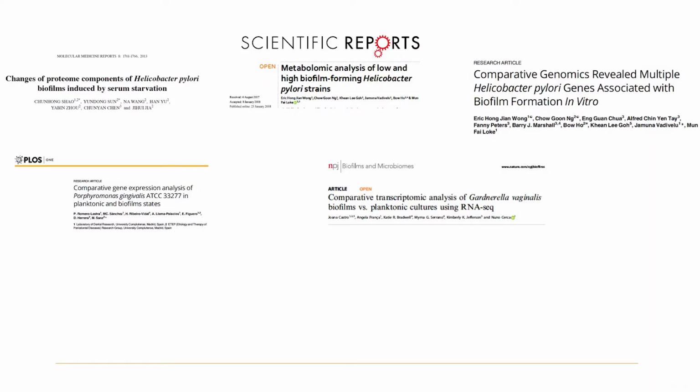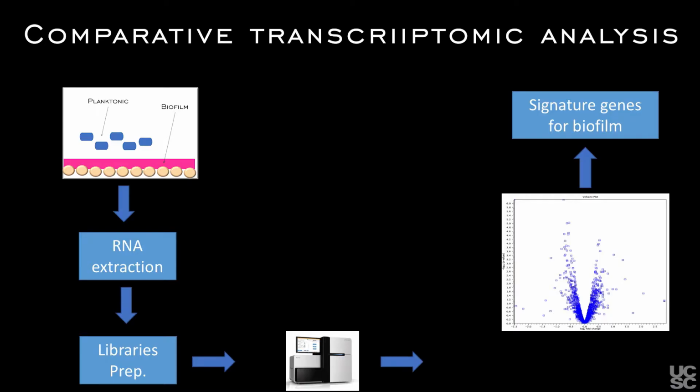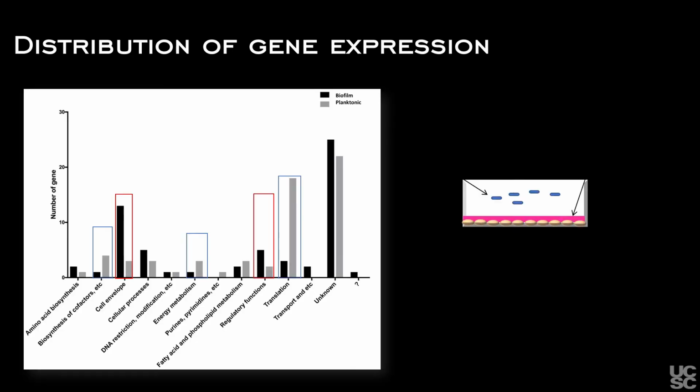To study biofilm, several researchers have used omics approaches such as metabolomics, proteomics, transcriptomics, and genomics. In our lab, we decided to use transcriptomics to study the biofilm of Helicobacter pylori. For that, we isolated two populations, the planktonic and the biofilm, and extracted their RNA, made libraries, and sequenced them in order to identify signature genes for biofilm formation. By doing that, we have found that biofilm cells are less metabolically active. In fact, genes encoding for the metabolism were downregulated.